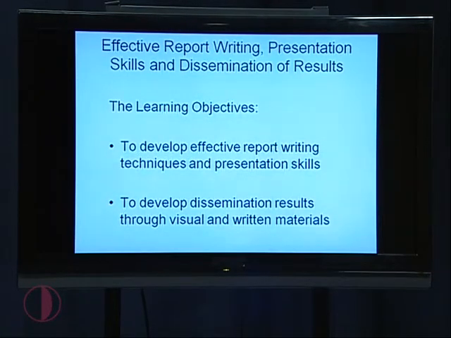So we are going to talk about research ethics in another video in more detail, but as I said, this first video gives us a general picture. So the second important part of research methods that we are going to follow is effective report writing, presentation skills, and dissemination of results. So to develop effective report writing techniques and presentation skills and dissemination of results through visual or sometimes written materials, depending on what type of research you do, are the learning objectives.